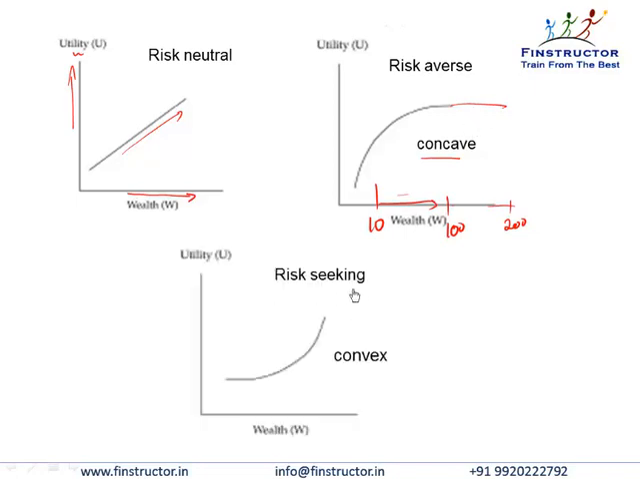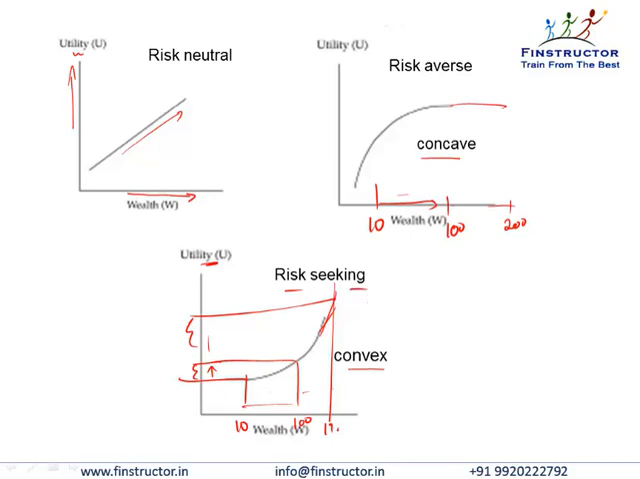A risk-seeking investor sees a convex utility curve or a concave indifference curve, as we'll see. So the utility curve is convex. That is, increasing wealth gives him even more satisfaction. So whatever the first 90 units of wealth gave him, the next 90 units from 100 to 190 give him a lot more satisfaction. This is how much the first 90 units gave him, the increase in utility. The next 90 units give him a lot more satisfaction. This is a convex utility curve. This represents a risk-seeking investor.